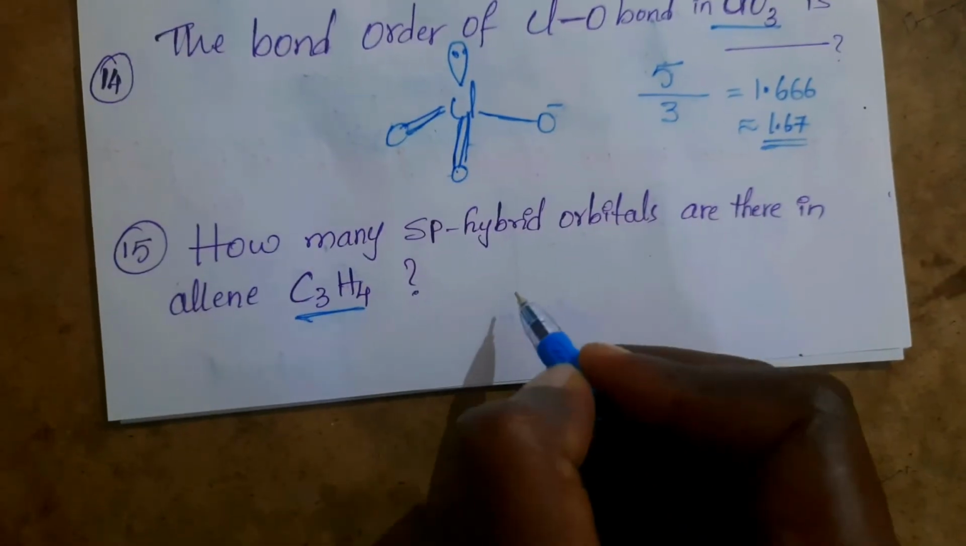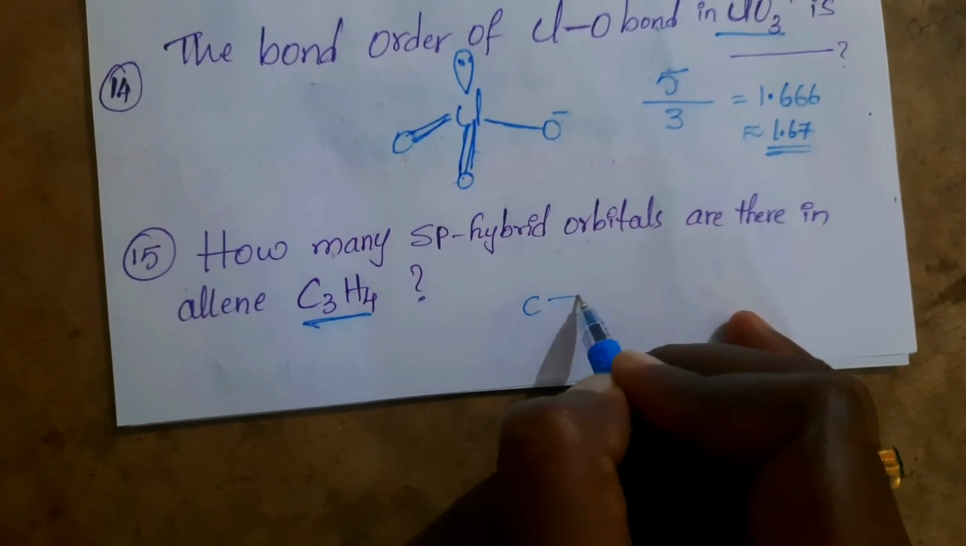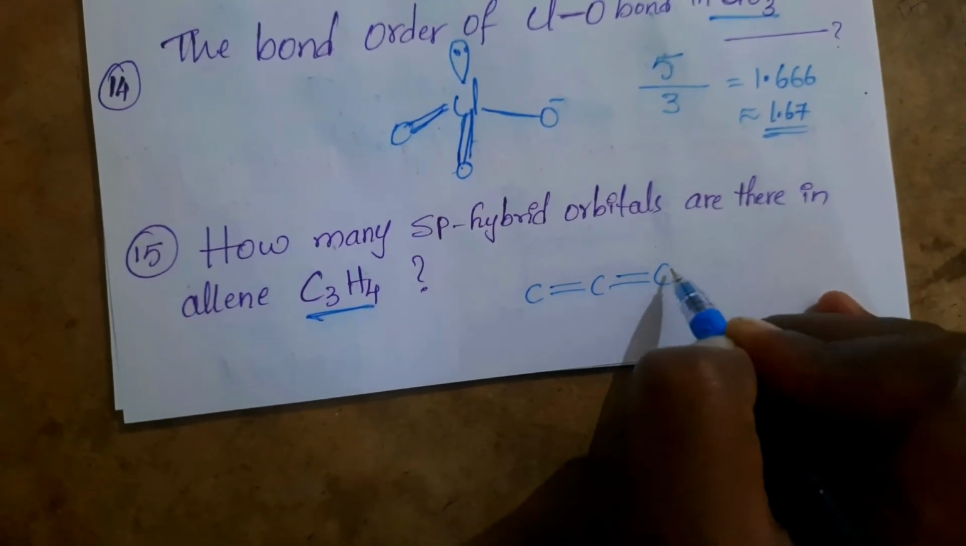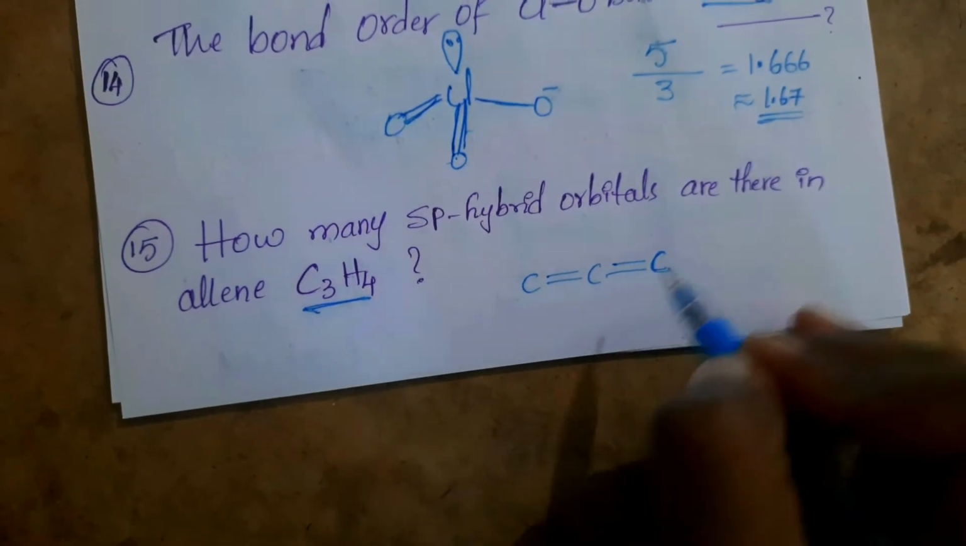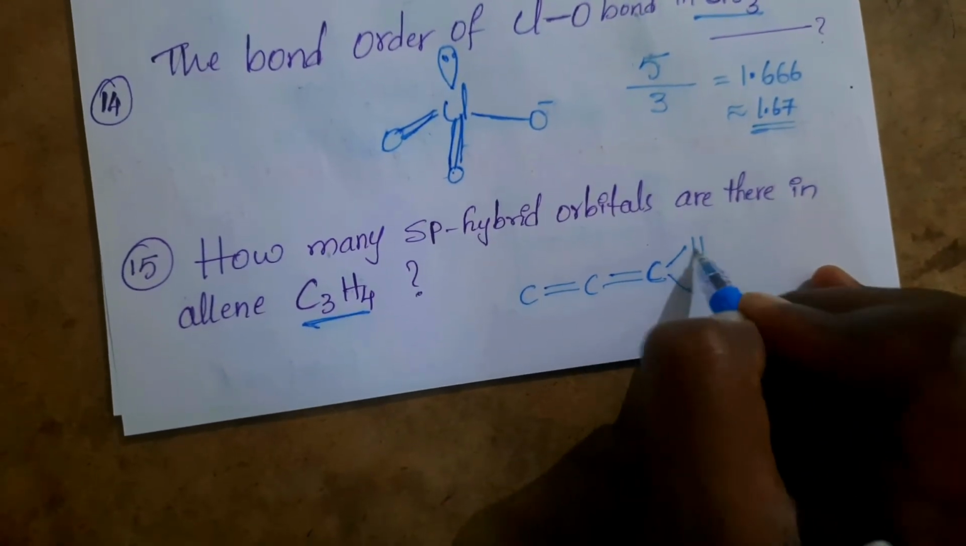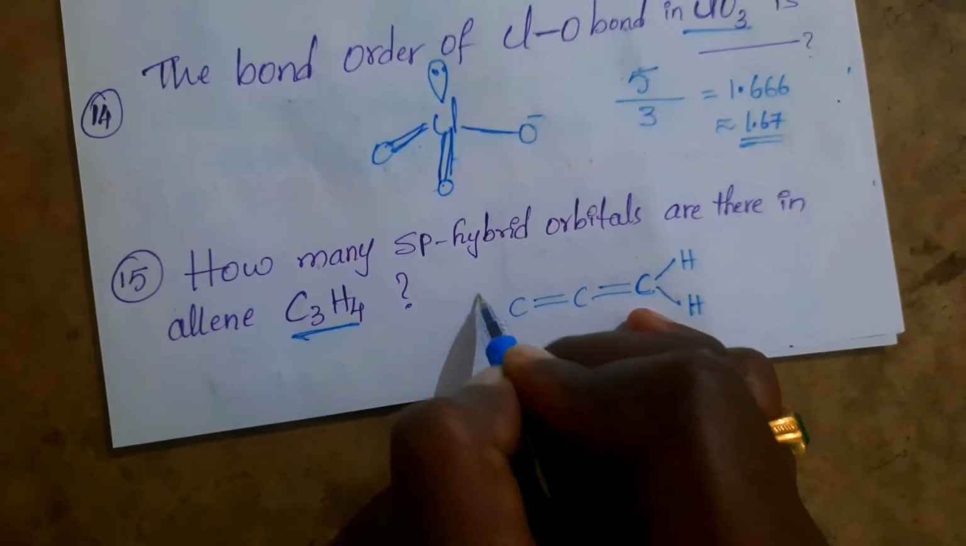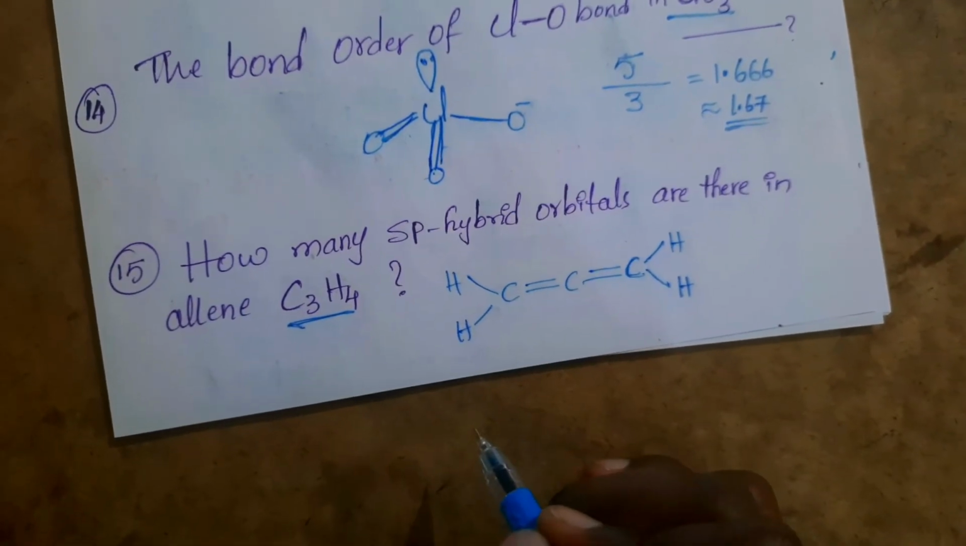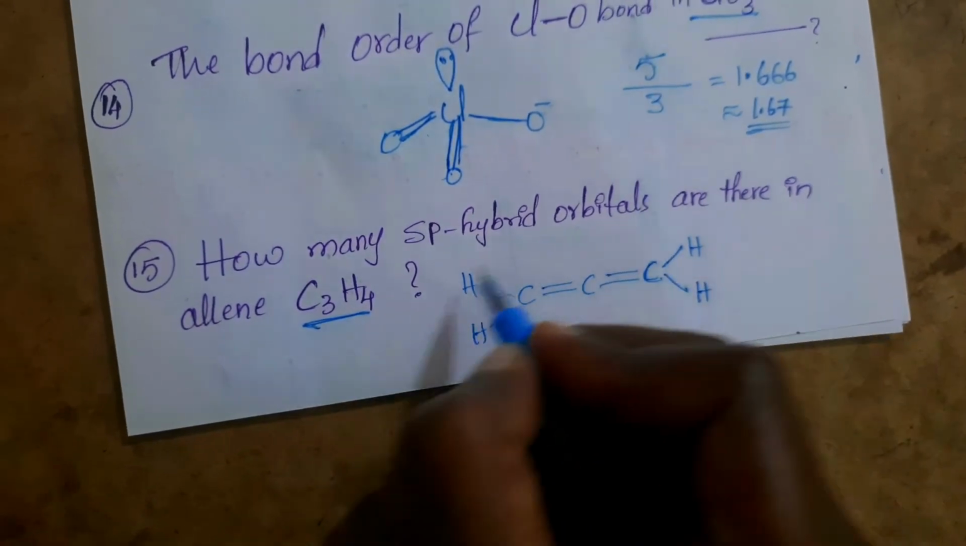Allene is nothing but what here? The 3 carbons. Between carbon and carbon we have a double bond. These carbons are said to be allene carbons. Now this carbon has 2 hydrogens. This carbon also has 2 hydrogens. Now you see here each carbon has satisfied its tetravalency. It is called the allene molecule.